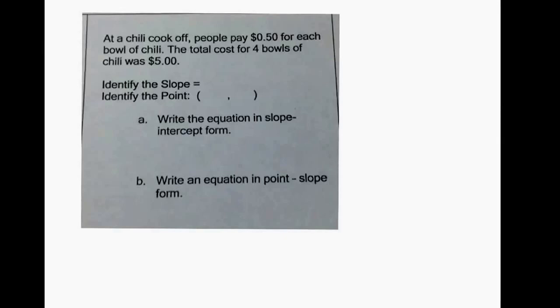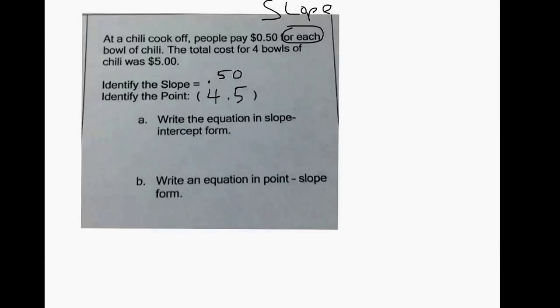Okay, so we're supposed to write an equation in point slope form and in slope intercept form to figure this out. So this part right here, for each, lets me know that that is a slope. So my slope is 0.50. The point that I'm given is that 4 bowls equals $5.